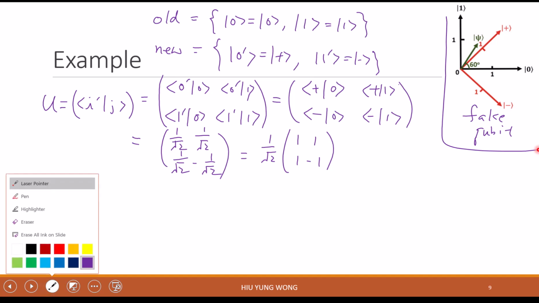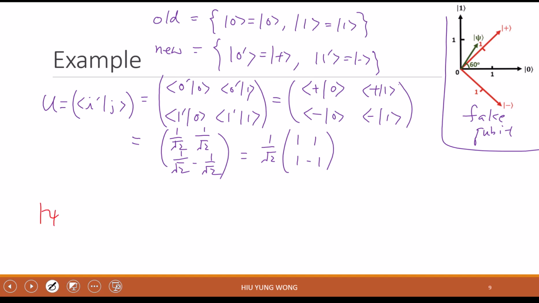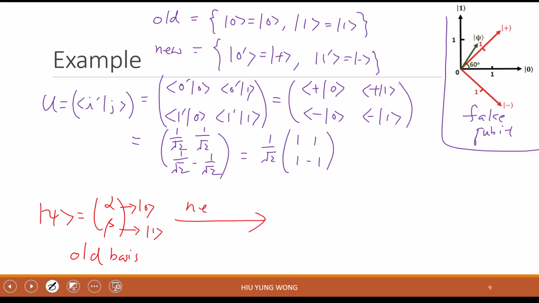So for example, let's look at this. If I have states equals to alpha, beta, in the 0 and 1 basis means I have alpha part of 0 and beta part of 1. This one we mentioned many times already. Is this okay? Just a general state. How is it represented in the new basis? This is O basis. How do I do that in the new basis? Yes. So all I need to do just U times psi. Then this will give me the new basis representation.